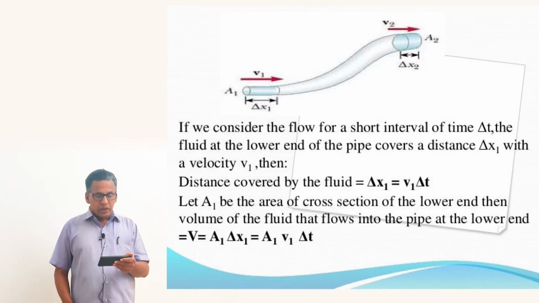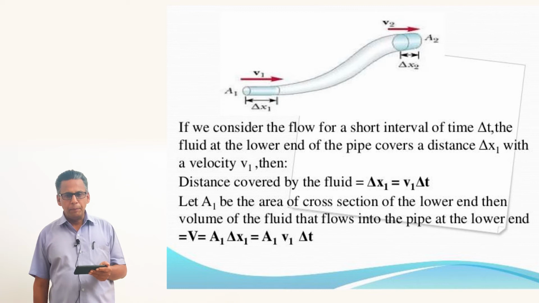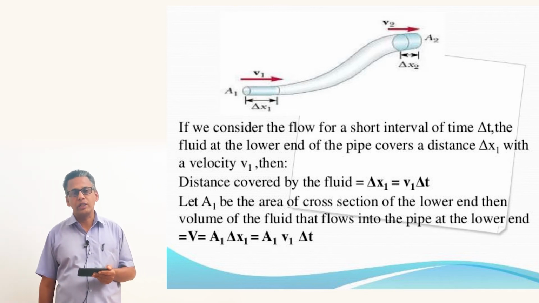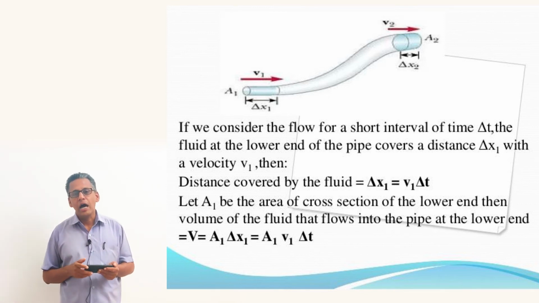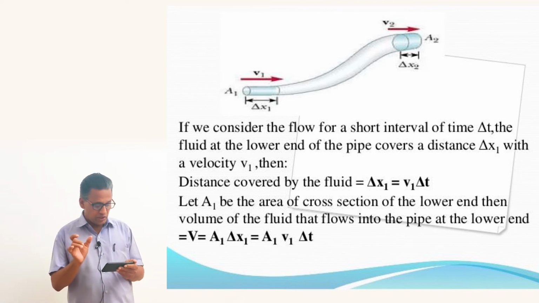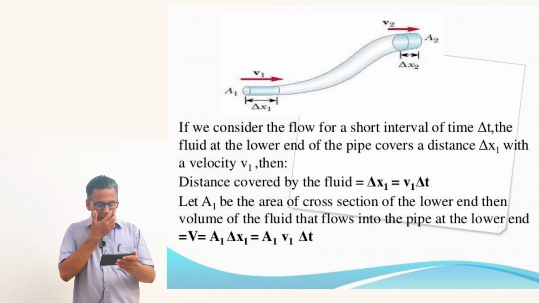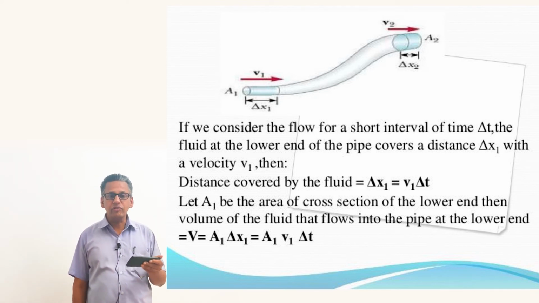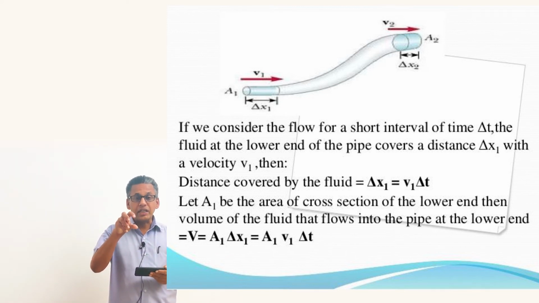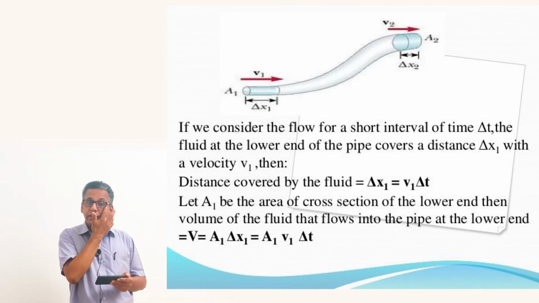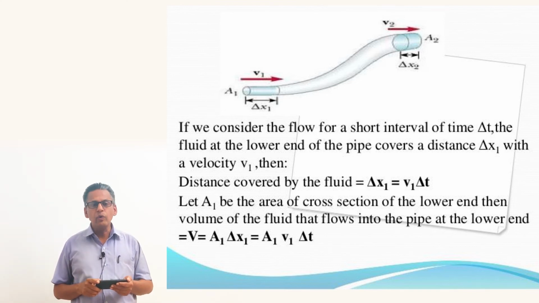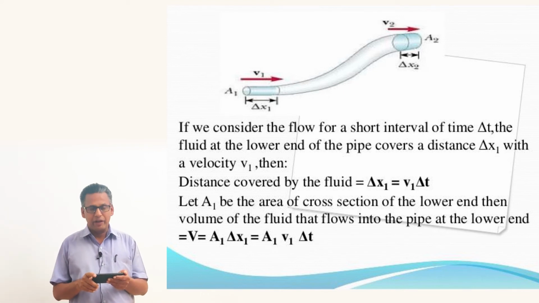ഇതിനെ ബേസ് ചെയ്തിട്ട് see the figure, there is a pipeline at a lower level and higher level. A1 V1 is the area cross section and velocity at the section 1, and A2 V2 are the area cross section and velocities at the upper end. Okay, delta x1 is the distance traveled. So distance covered by the fluid delta x1 is equal to, this velocity is v1, so in time delta t, so velocity into time, that is the distance. So delta x1 is equal to delta t into v1.